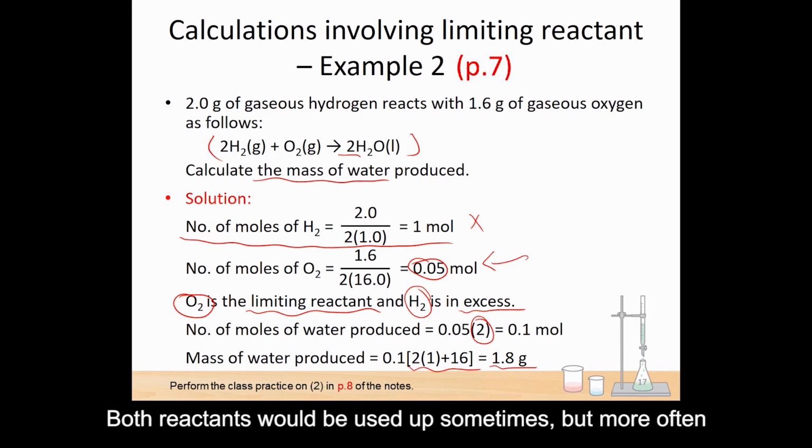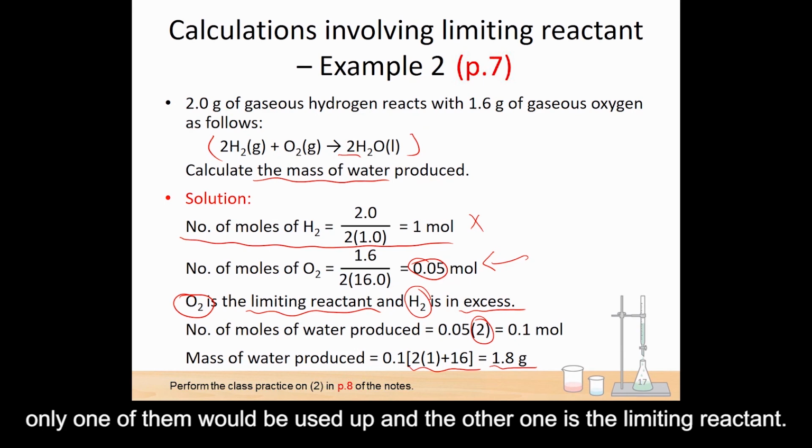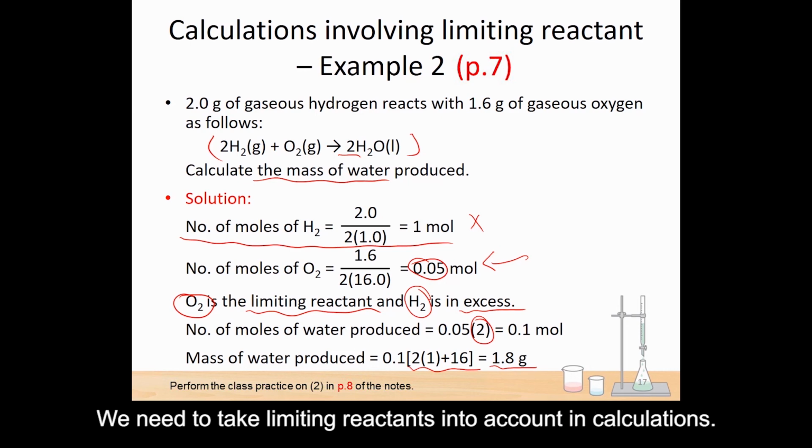Both reactants will be used up sometimes, but more often only one of them will be used up, and the other one is in excess. We need to take limiting reactants into account in calculations.